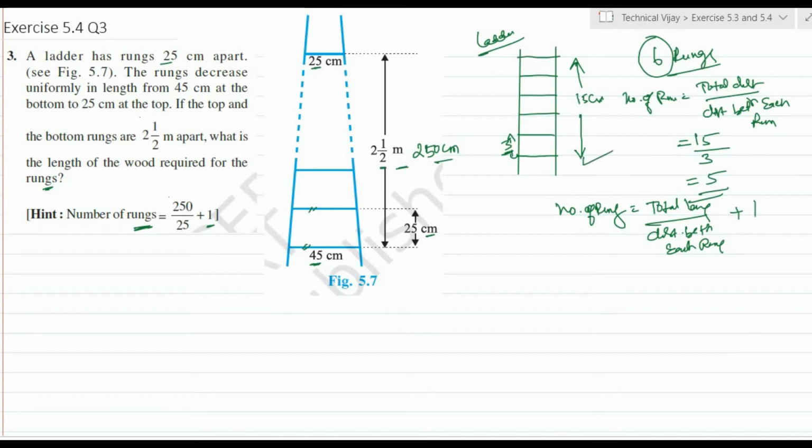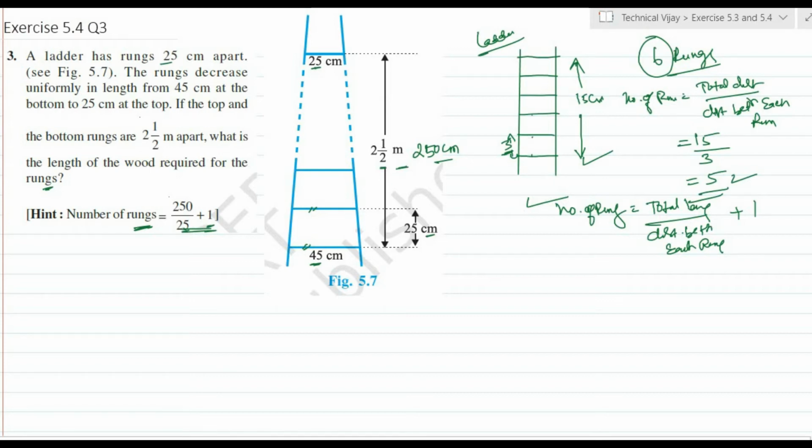In the same way they have done here. See, number of rungs are 6 here: 1, 2, 3, 4, 5, 6. Each rung is separated by 3 centimeter, so total 15 centimeter is there. So 15 divided by 3, it will be 5 only. So number of rungs cannot be calculated by using this formula alone. By using the plus 1 formula, we can calculate exactly the number of rungs. In the same way, we will calculate here.